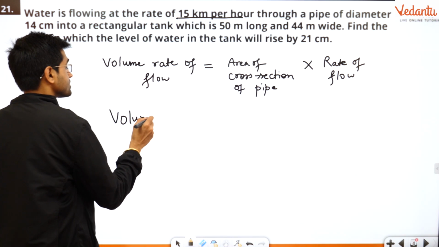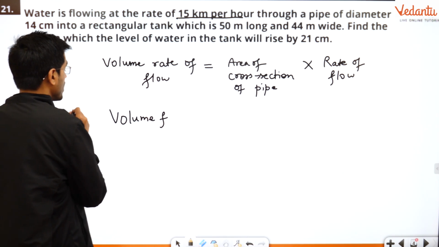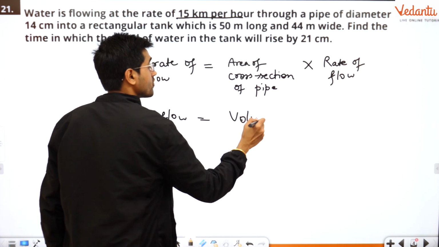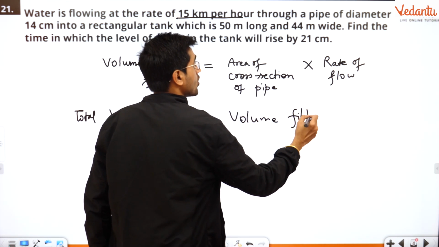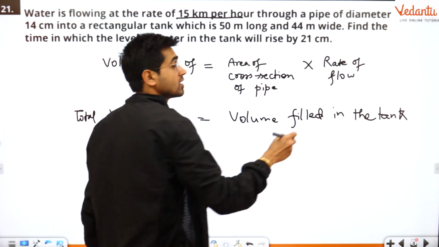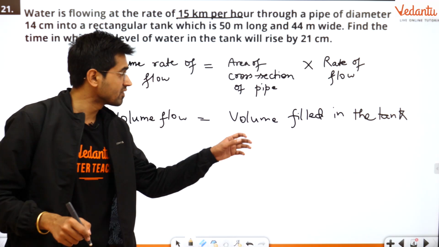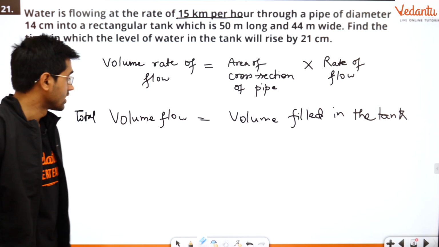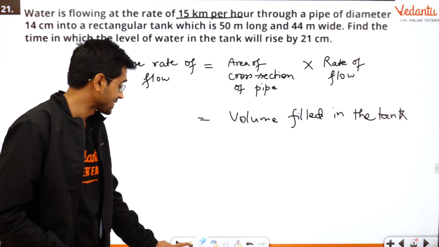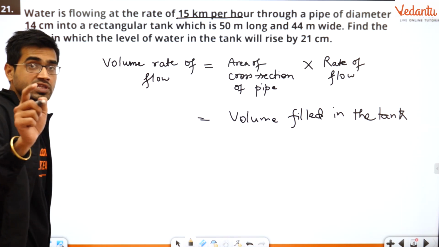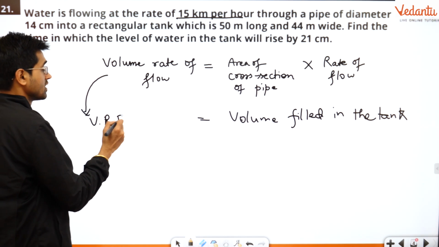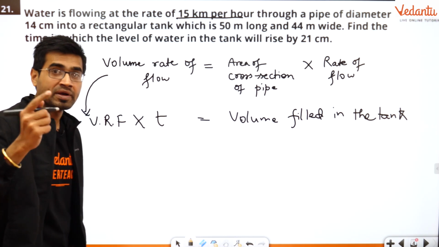Total volume flown is equal to volume filled in the tank. I'm going to edit this formula. This is not good. I'm going to create a situation in which there will be direct substitution. Total volume that has flown in t hours. Just see the situation. It will be volume rate of flow into the time, how much time it has flown.